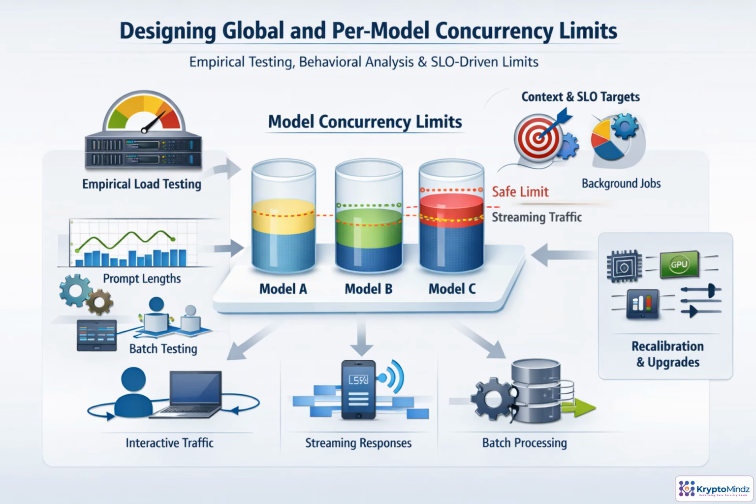Concurrency limits are measured safety boundaries, not guessed thread counts. Start by load testing each model with realistic prompt lengths, output lengths, and batch sizes. Find the point where latency rises, memory headroom shrinks, or failure risk appears. Then set the configured cap below that point, leaving room for bursts and variance. Separate limits by traffic type as well, because interactive requests, streaming responses, and batch jobs stress the system differently. Finally, recalibrate whenever the model, quantization, vLLM settings, or hardware changes. A safe limit is only safe for the environment where it was tested.